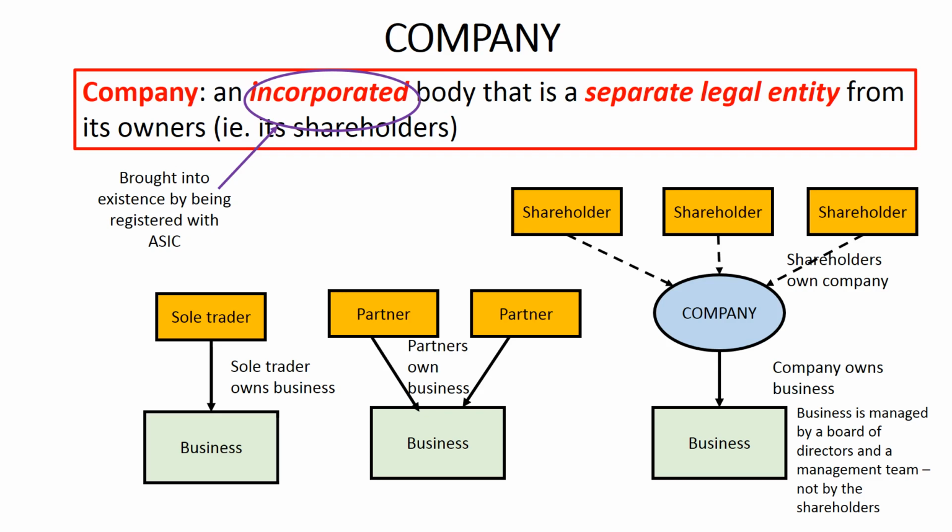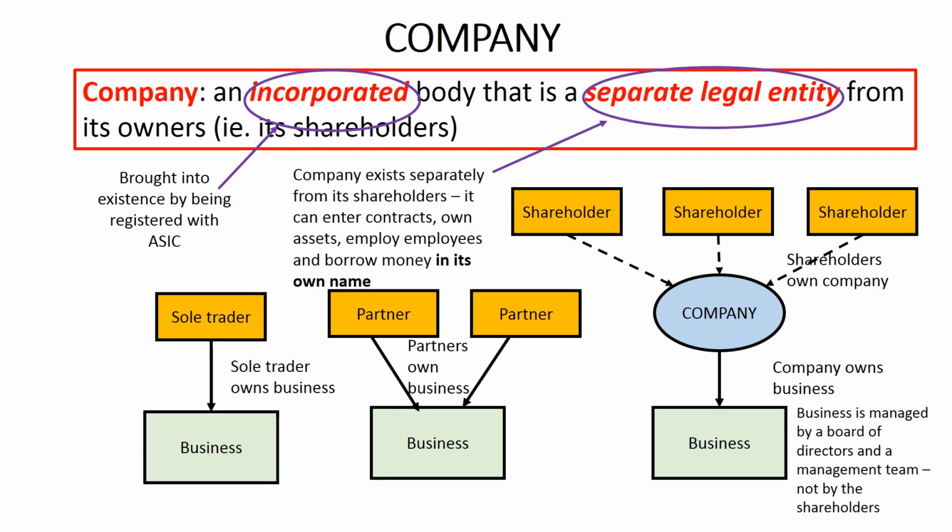So you can see that a company is very different from a sole trader and a partnership. First, the business is not owned by the shareholders, but by a separate entity called a company. Second, the business is not operated by the shareholders, but by the directors and the management team of the company. As you can see from this diagram, the company is a thing, that is a body, that exists separately from the shareholders. It is for this reason that we say a company is a separate legal entity.